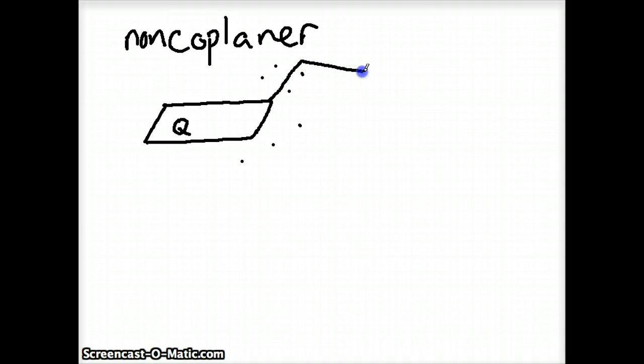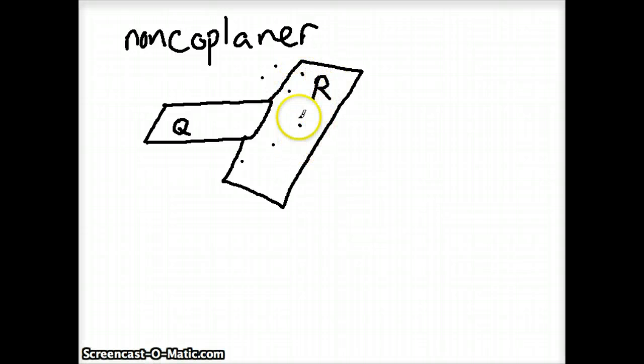And let's say I had another plane over here. Maybe Q is cutting right through this other plane. Let's call it R. These points that are on plane R are coplanar. But all of these ones on the outside are non-coplanar. And the points that are on plane R are non-coplanar with the things that are on plane Q. So non-coplanar are things that are not on the same plane.